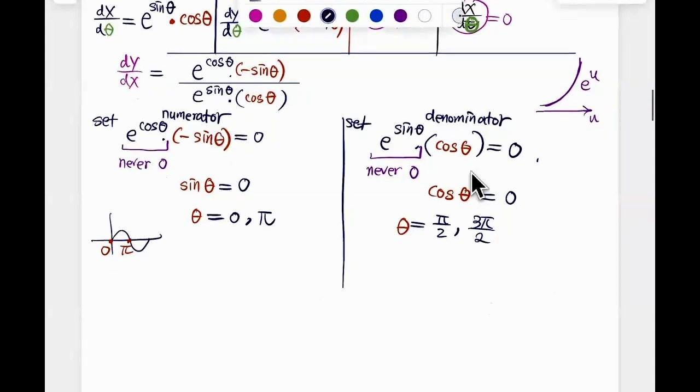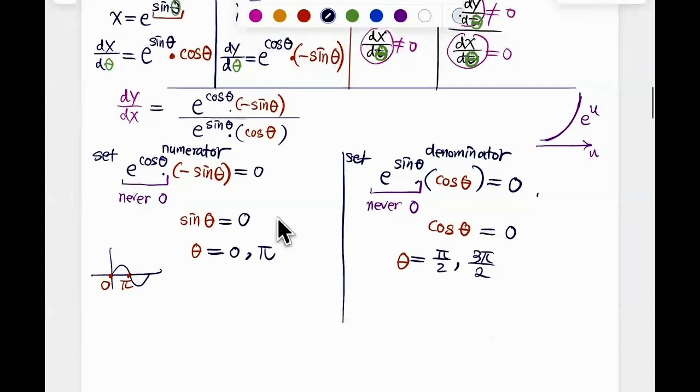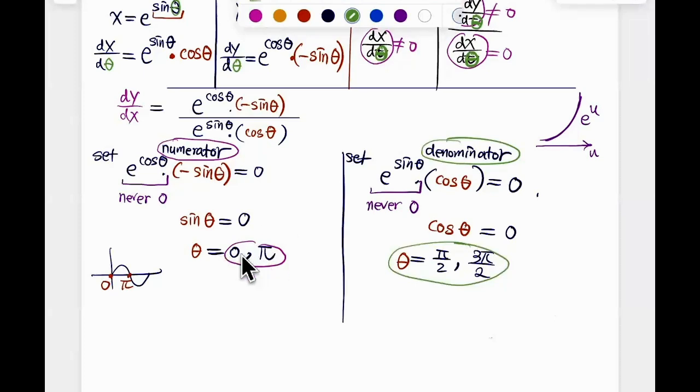So now you see that. What do we notice? This one here, the numerator equals 0 when theta equals this, right? And the denominator equals 0 when theta equals this, okay? So therefore, when theta equals 0 and pi, what do we get? Horizontal tangent, yeah. So therefore horizontal tangent.